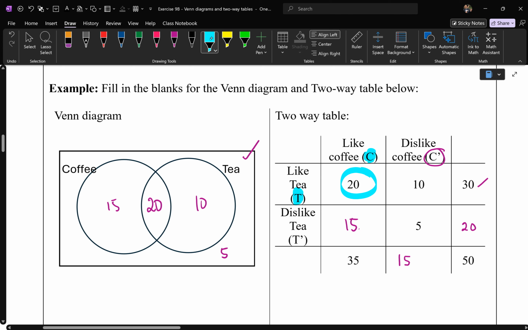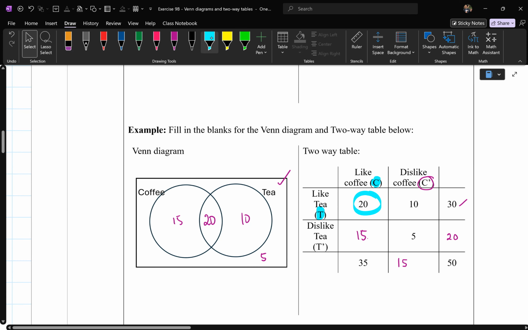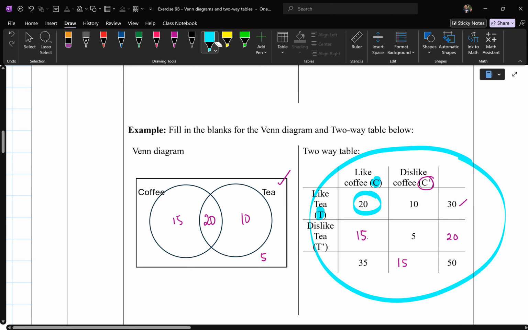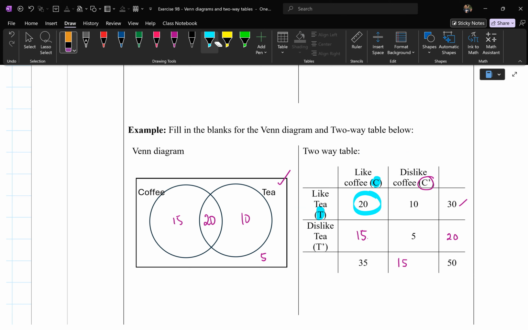So if you actually add all the numbers together, 15 plus 20, that gives you 35. Plus 10 is 45, plus another 5 gives you 50. So it actually matches up that it should be 50 people in total. Okay, so that's just using the Karnaugh maps as a way to calculate all the regions, and then the Venn diagram just gives you a visual aspect to it.